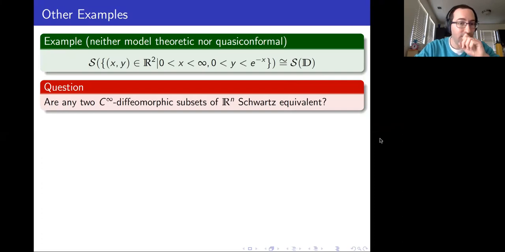Maybe if we have two subsets that are C infinity diffeomorphic, maybe they are always Schwartz equivalent. Maybe in fact, we just need to find the right diffeomorphism, right?